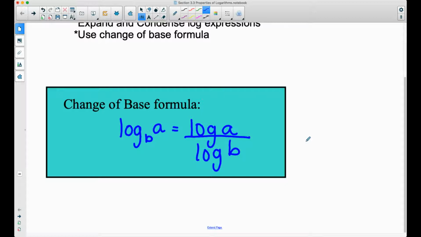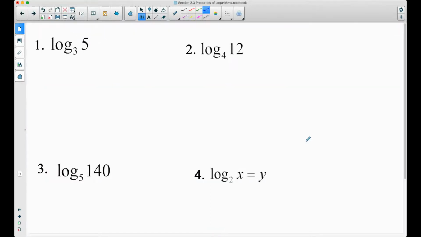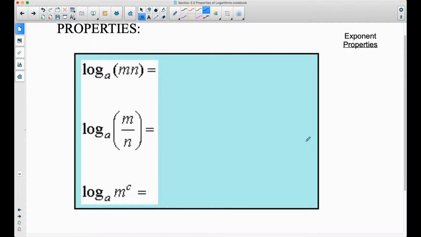Which I almost don't like showing this one because I don't want you to get confused when we're expanding and condensing, because we're going to do division there as well. Okay, properties.